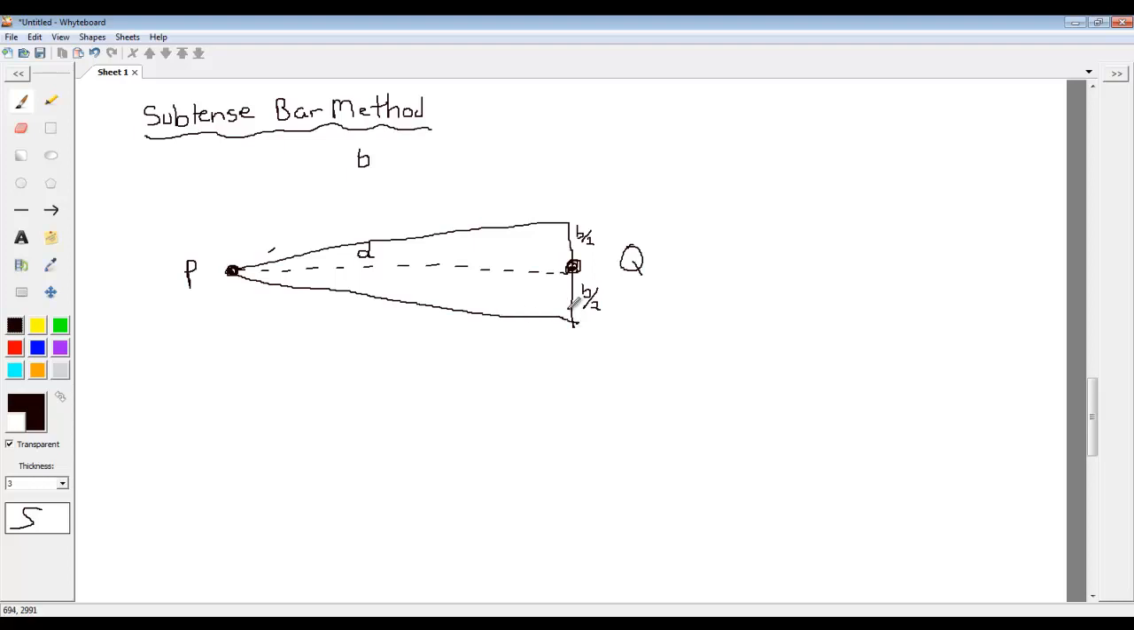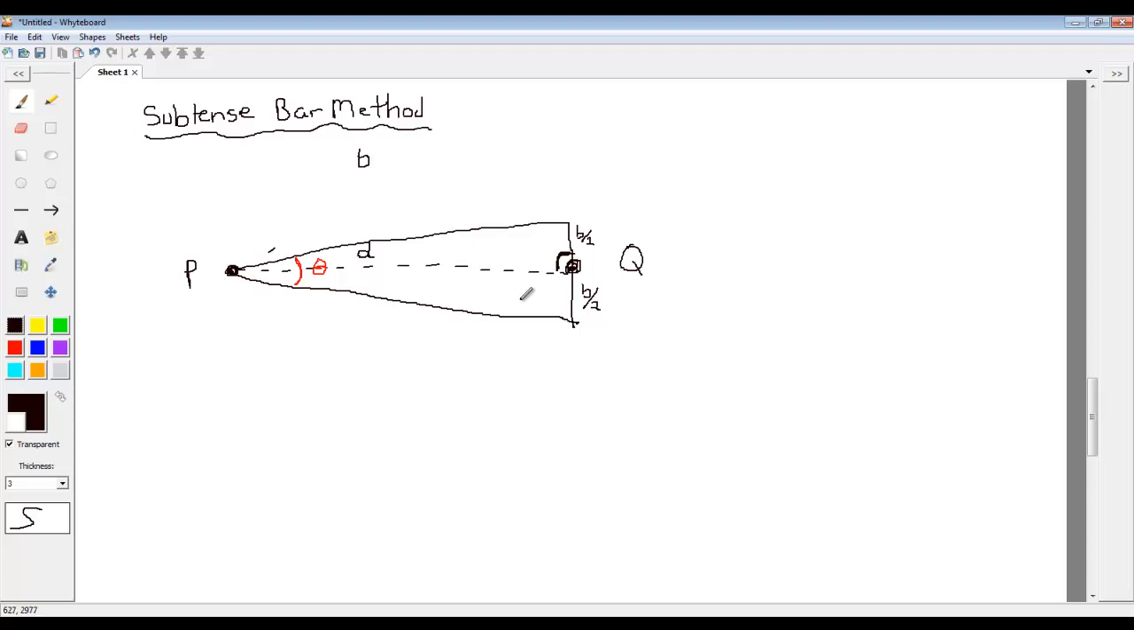Alright, forgive my sketching, it's bad. And then you've got the angle that's made right here, which is theta. The subtense bar is situated perpendicularly, which means that the line of sight between P and Q, the subtense bar is perpendicular to that. It makes a 90-degree angle with it. So we've got two right triangles here, basically.